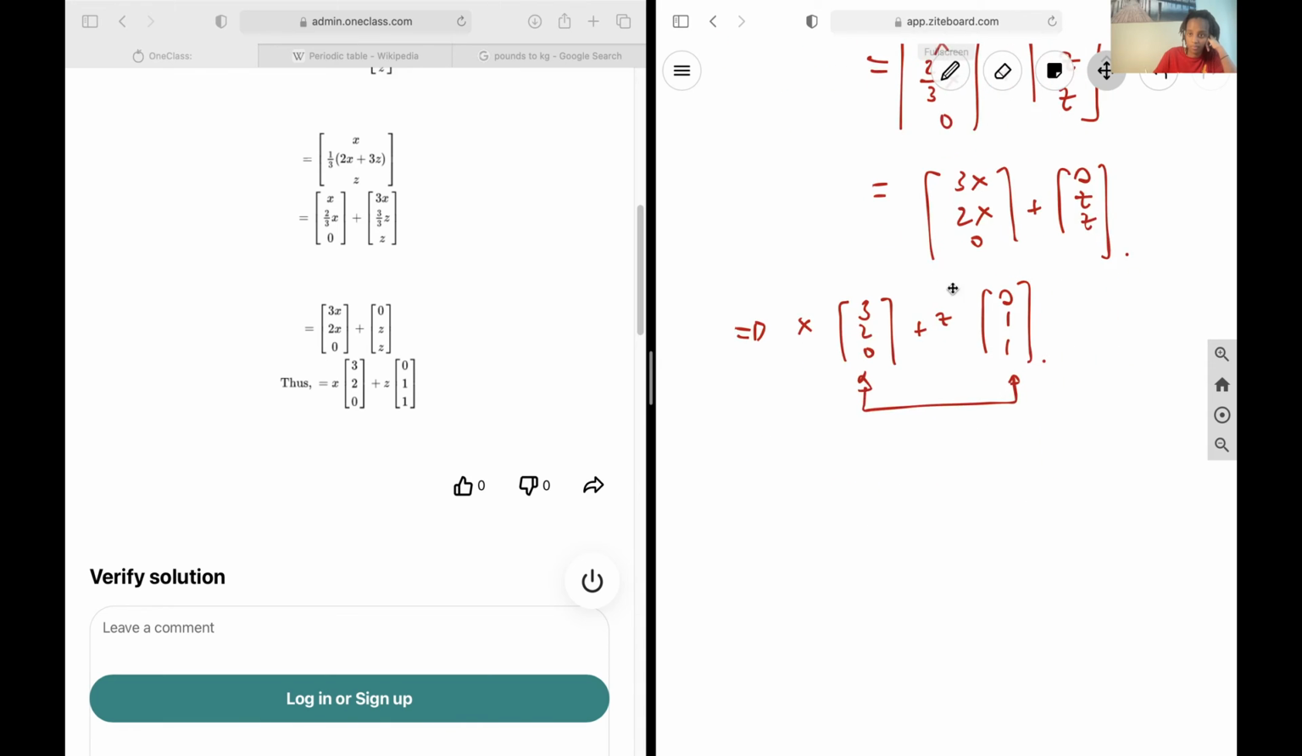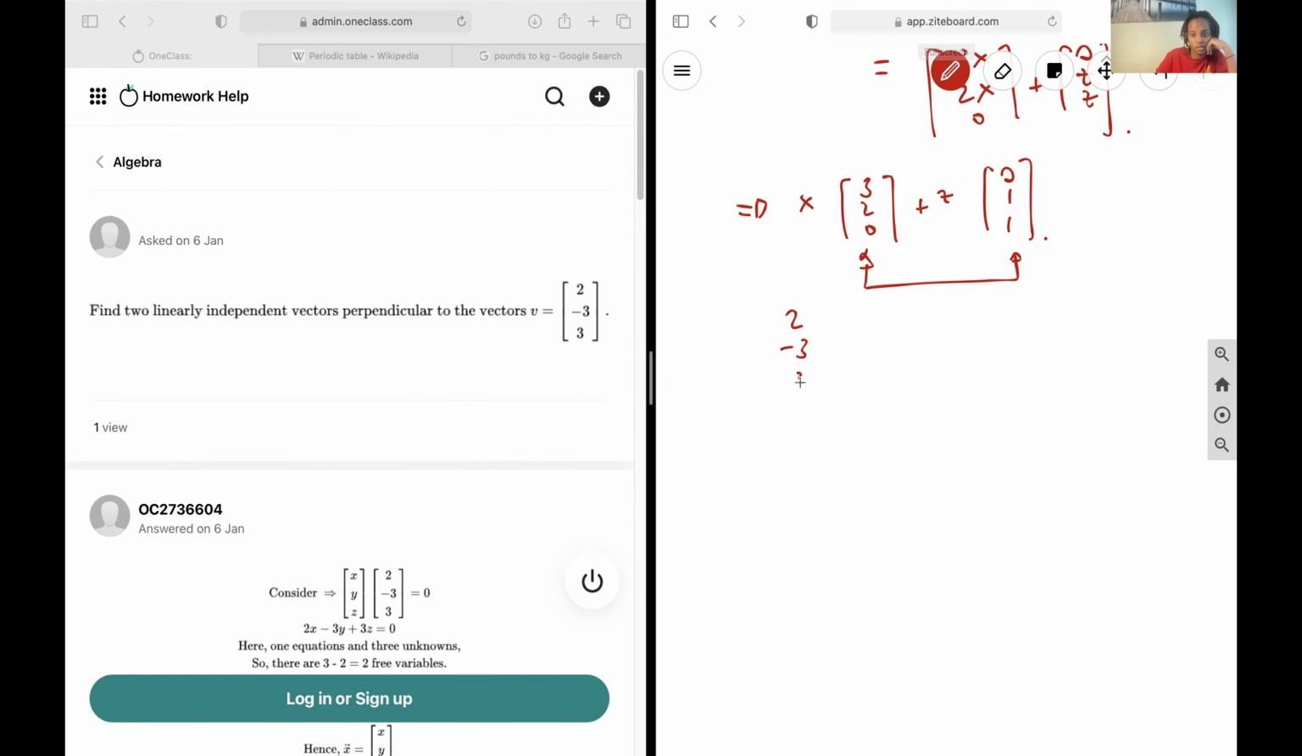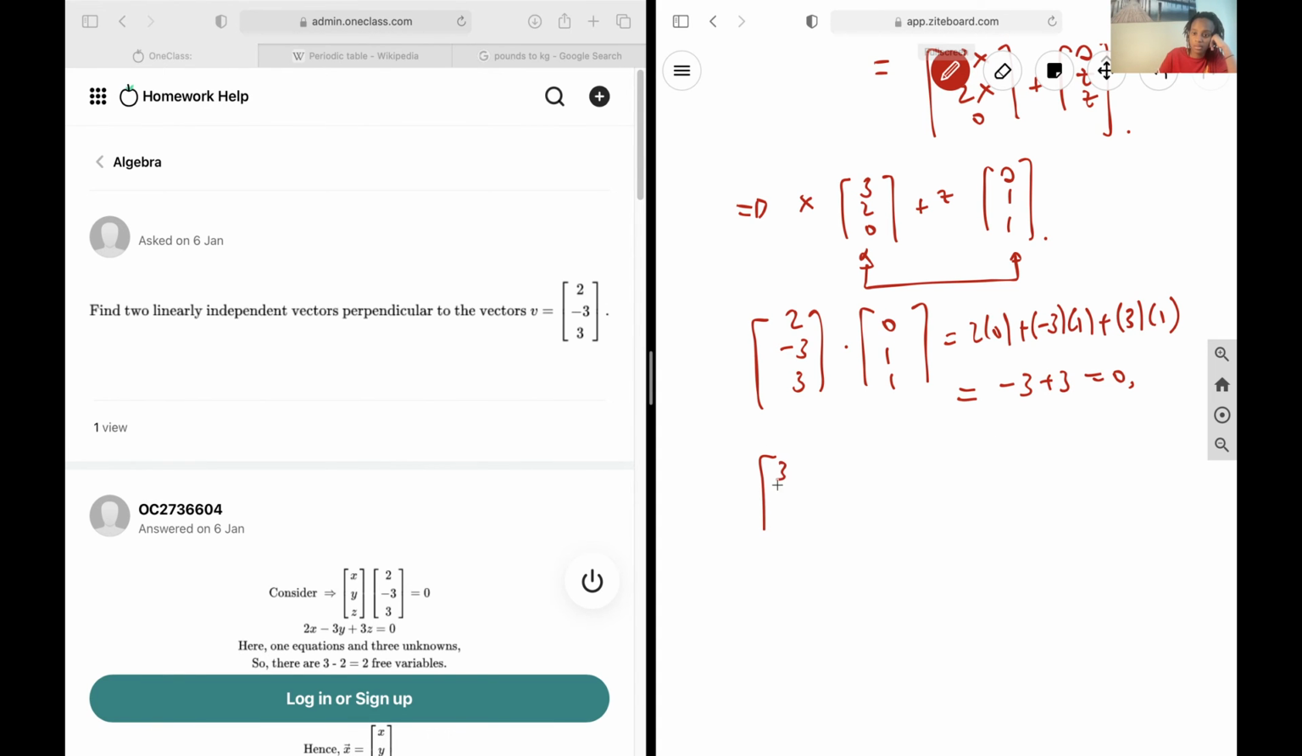You can double check by just taking the dot product. So go back to what we had. We had (2, -3, 3) dotted with (0, 1, 1), and that will give you 2 by 0 plus -3 by 1 plus 3 by 1. And that will give you -3 plus 3 yielding 0. If you double check the (3, 2, 0) dot (2, -3, 3), you will get 6 minus 6 plus 0 yielding 0. So they're indeed perpendicular to what we've been given, and they themselves are linearly independent. And that's it for this question.